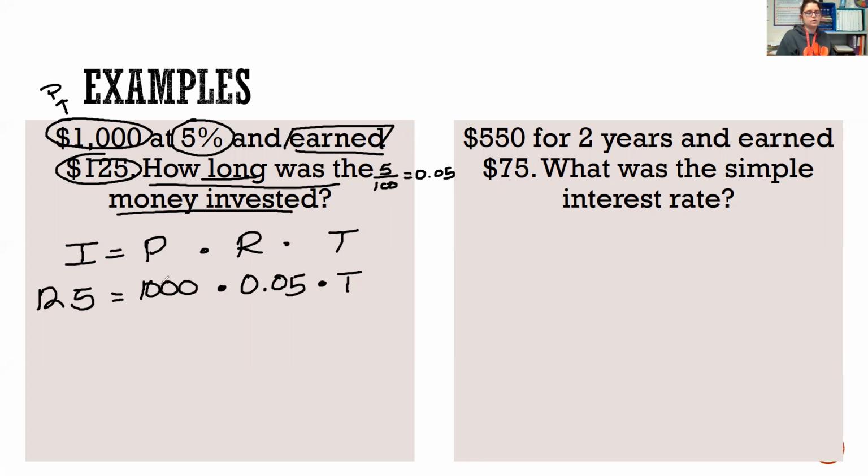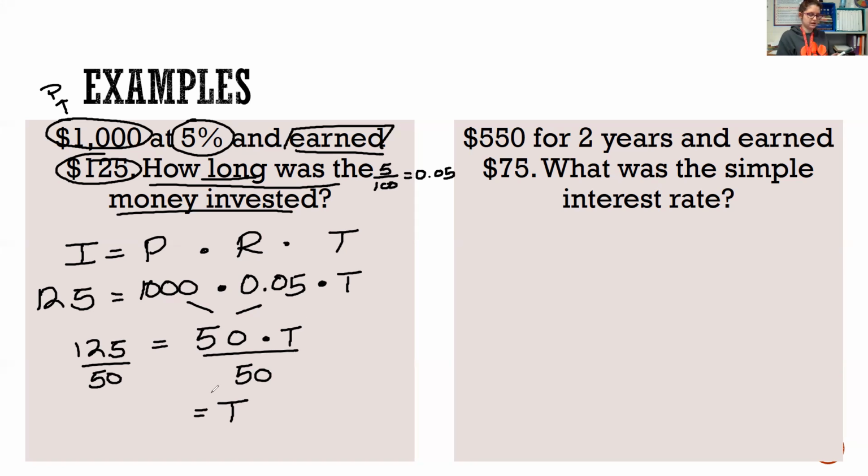So just like with other equations, we're going to start by combining what's the same on one side. So 1,000 times 0.05 gives us 50. 50 times t equals 125. Divide by 50 because we undo multiplication with division. So t, our time, equals 125 divided by 50. And it's 2.5. So it took 2.5 years to earn this $125.